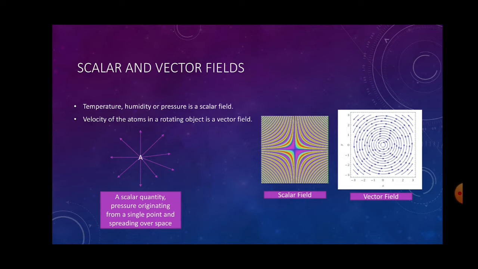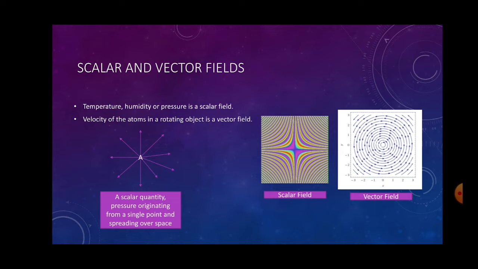Scalar and vector fields. A scalar field is a function which associates a scalar value to every point in space, whereas a vector field is a function which associates a vector to each point in space. For example, temperature, humidity, and pressure. Each of them, when plotted over a graph, associates many directions for a single point.